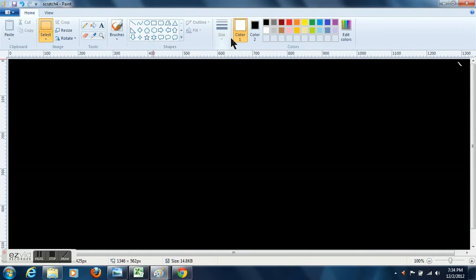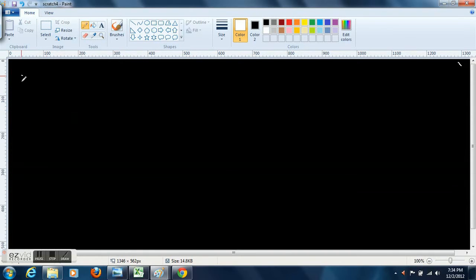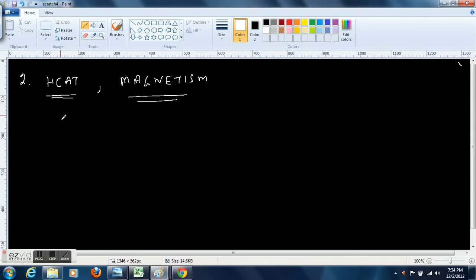Let me clear this space so that I can write my next answer here. Okay, let us go to question number 2. Two effects produced by electric current. The two effects produced by electric current are, one is heating effect, another is magnetic effect. In this chapter we discussed quite a bit in details about heating effect. In subsequent chapter we will be discussing magnetic effect of electric current.